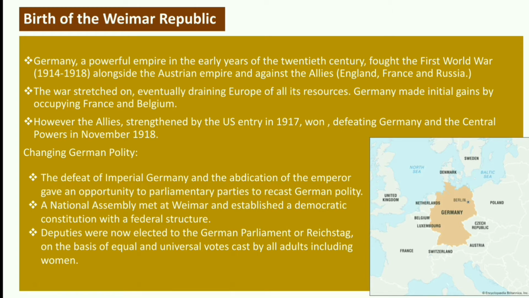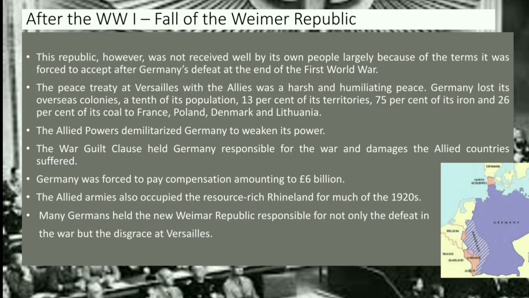Deputies were now elected to the German parliament or Reichstag on the basis of equal and universal votes cast by all adults, including women. Okay, this resulted in the fall of the Weimar Republic. This republic, however, was not received well by its own people largely because of the terms it was forced to accept after Germany's defeat at the end of the First World War.